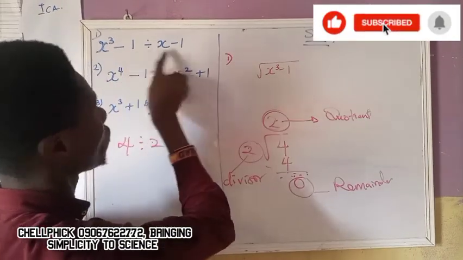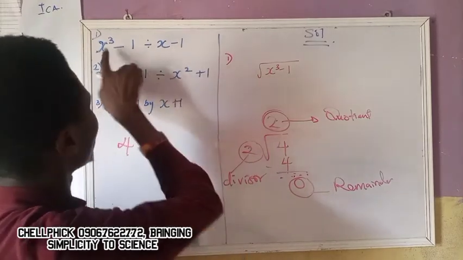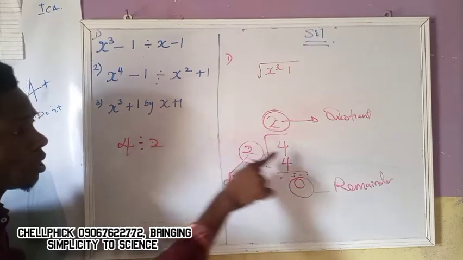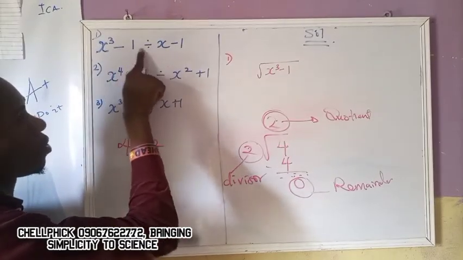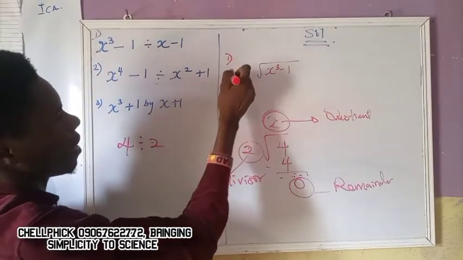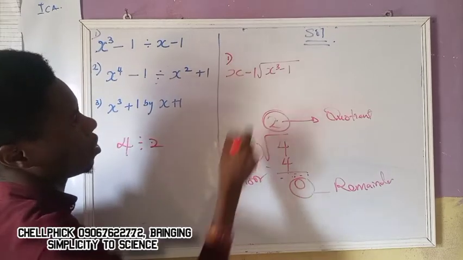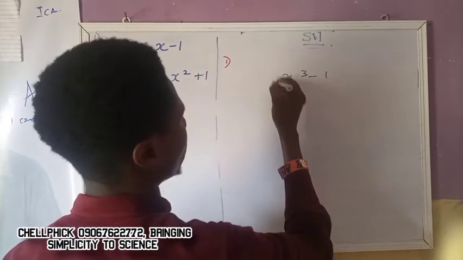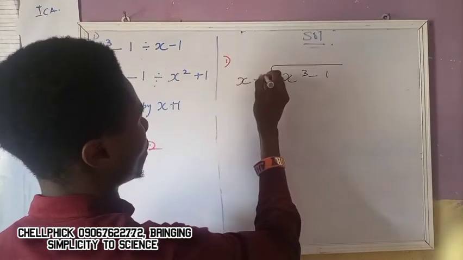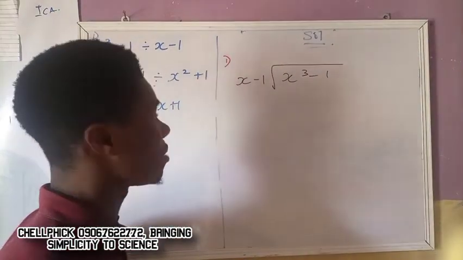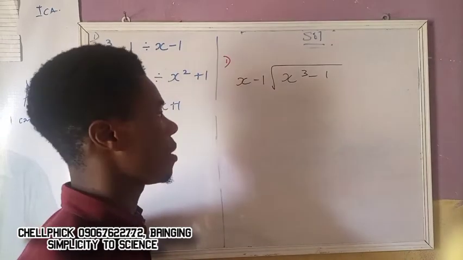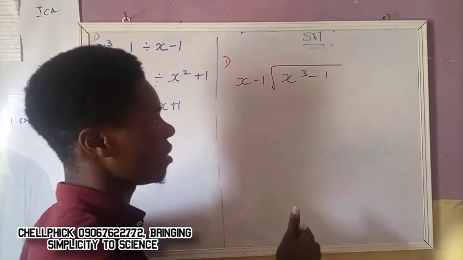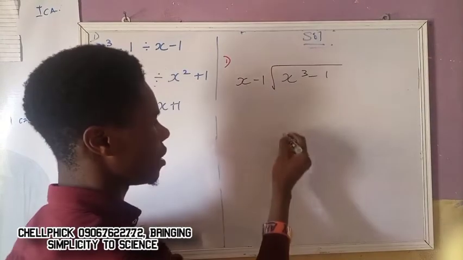Now, we want to use it to solve this question. Just like the normal way, 4 divided by 2, we put 4 inside. So x raised to power 3 minus 1 inside, divided by x minus 1. So how are we going to do it? Let's look at it: x raised to power 3 minus 1 with x minus 1. To solve this is very simple. Now, in case I forget to tell you, this object that you want to divide is called the dividend.